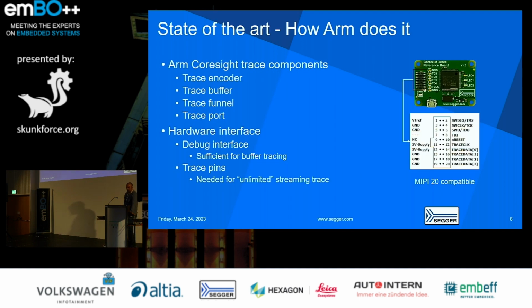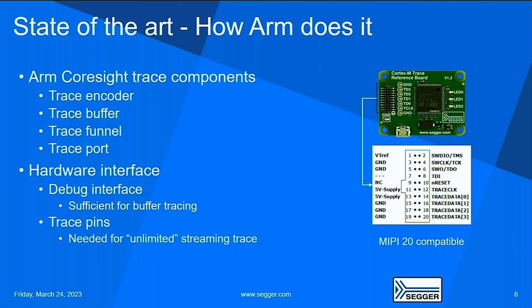So here are the general ARM CoreSight trace components. Everything that's related to debugging, tracing, and so on is called CoreSight at ARM. It's their trademarked name for this. The main components that have to do with tracing are the trace encoder, the trace buffer, funnel, and port. And the hardware interface that we have here is the debug interface.